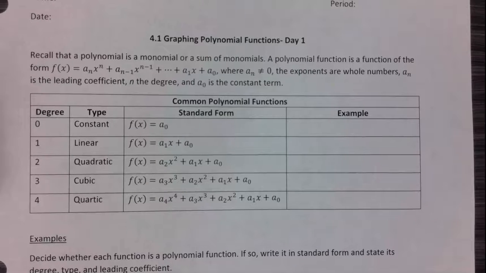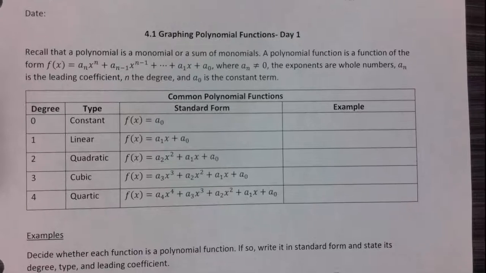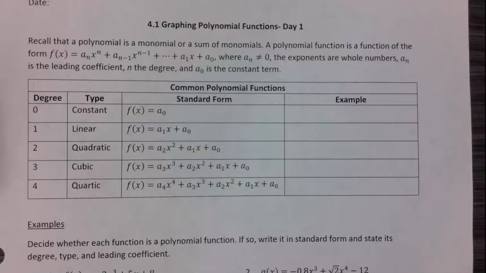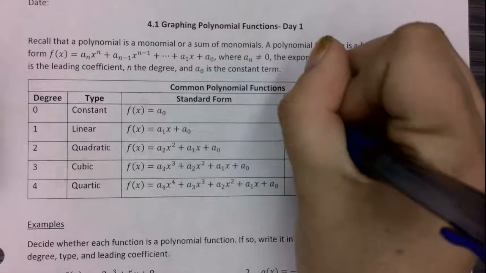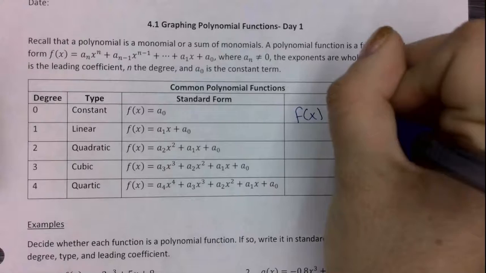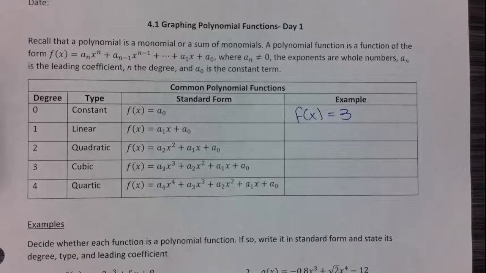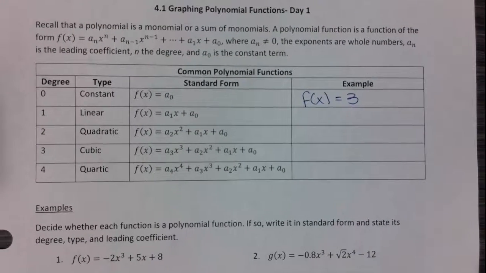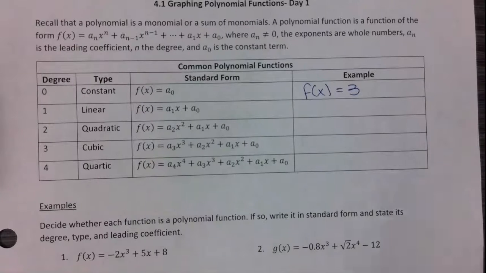So we are looking at graphing polynomial functions. We're going to start off by looking at different kinds of behavior of them. If I have a degree 0, this means I don't have an x term and it's constant. An example of this would be like f of x equals 3. So it just equals a number and there's no variable when it's a constant.